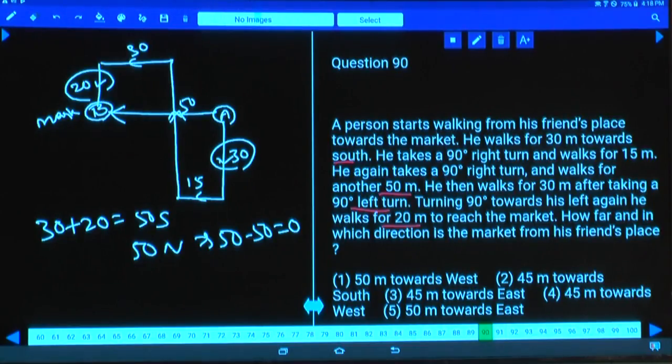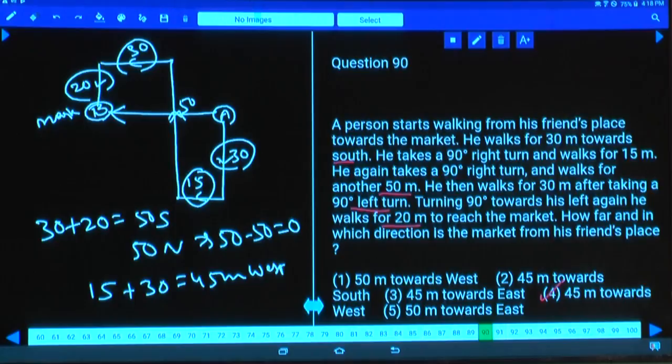Now we are left with only the horizontal distance. Now in this horizontal distance, this is 15 towards west and this is 30 towards west. 15 west, 30 west. That means 15 plus 30. How much? 45 meters west. 45 meters west, and it is given with choice. 45 meters west, choice 4 is the answer. Question number 90 again, choice 4.